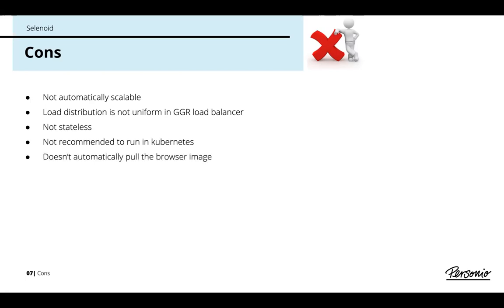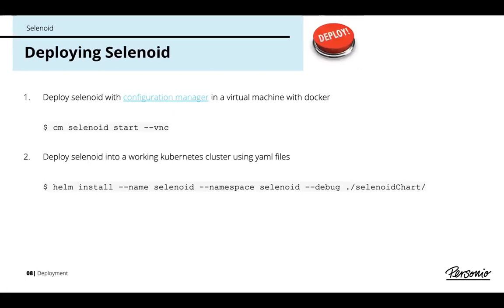And it does not automatically pull the browser image, so you need to make a trigger to pull the latest browser image, or not the latest, but the image that you need. Well, deploying Selenoid looks very simple, and it is very simple if you are not using Kubernetes. But in our presentation, we will show how we tried to do it for Kubernetes clusters.